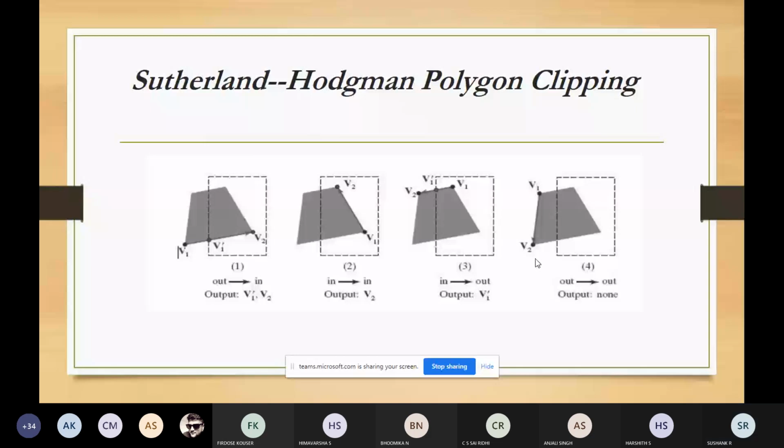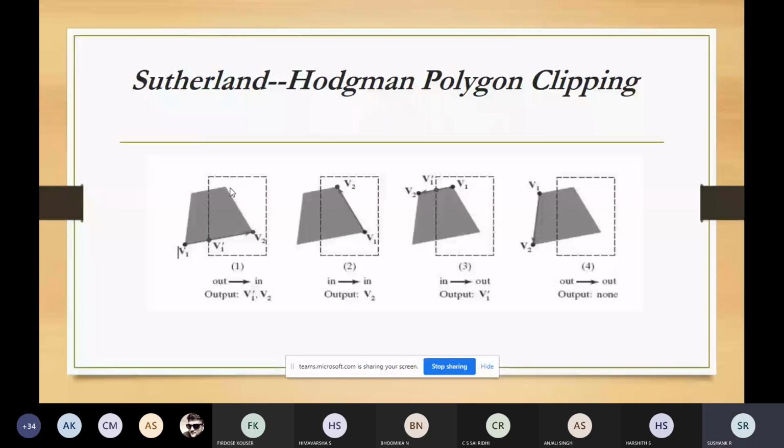Here, the first time, this line will be passed. For the second phase, this line will be passed, the successive lines of the polygon. So the general approach in this algorithm is to send the endpoints of the successive lines through the series of clippers, like left clipper, right clipper, top clipper, bottom clipper.